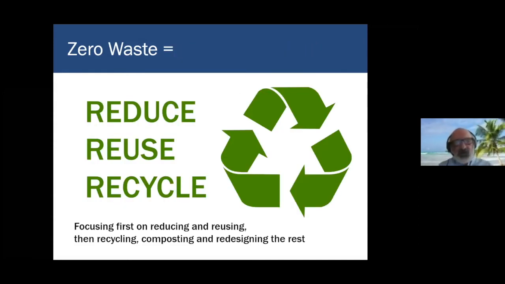So let's talk about zero waste. What is zero waste? People want to know, and we've worked really hard internationally to define it in a lot of different languages, because it is really important that people have the correct understanding of what we're talking about. When we talk about zero waste, we're talking about reduce, reuse, and recycle. Reuse and recycle are basically the same process, reuse being the high end and recycle being the lower end. Focus on reducing and reusing, then recycling, composting, and redesigning the rest.